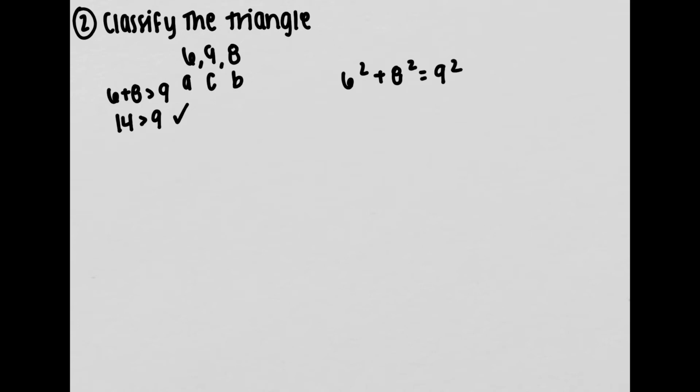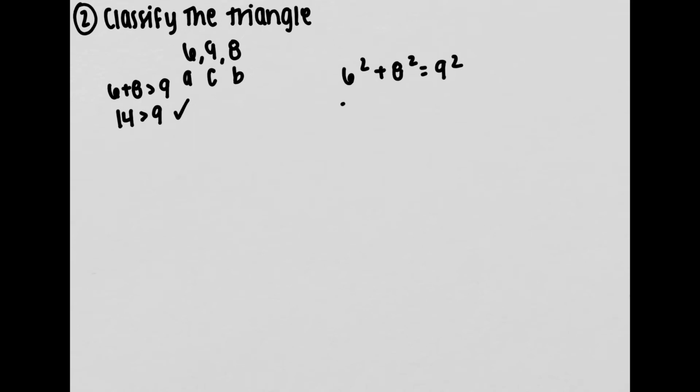Number 2 is another classify the triangle. So again, we check our two smallest sides first. 6 plus 8 is greater than 9. 6 plus 8 gives me 14, which is greater than 9. It is a triangle, so I can go ahead and continue. Now, my C is 9 because that's my longest side, and then A and B are 6 and 8, doesn't matter which. So again, we have 6 squared plus 8 squared is equal to 9 squared.